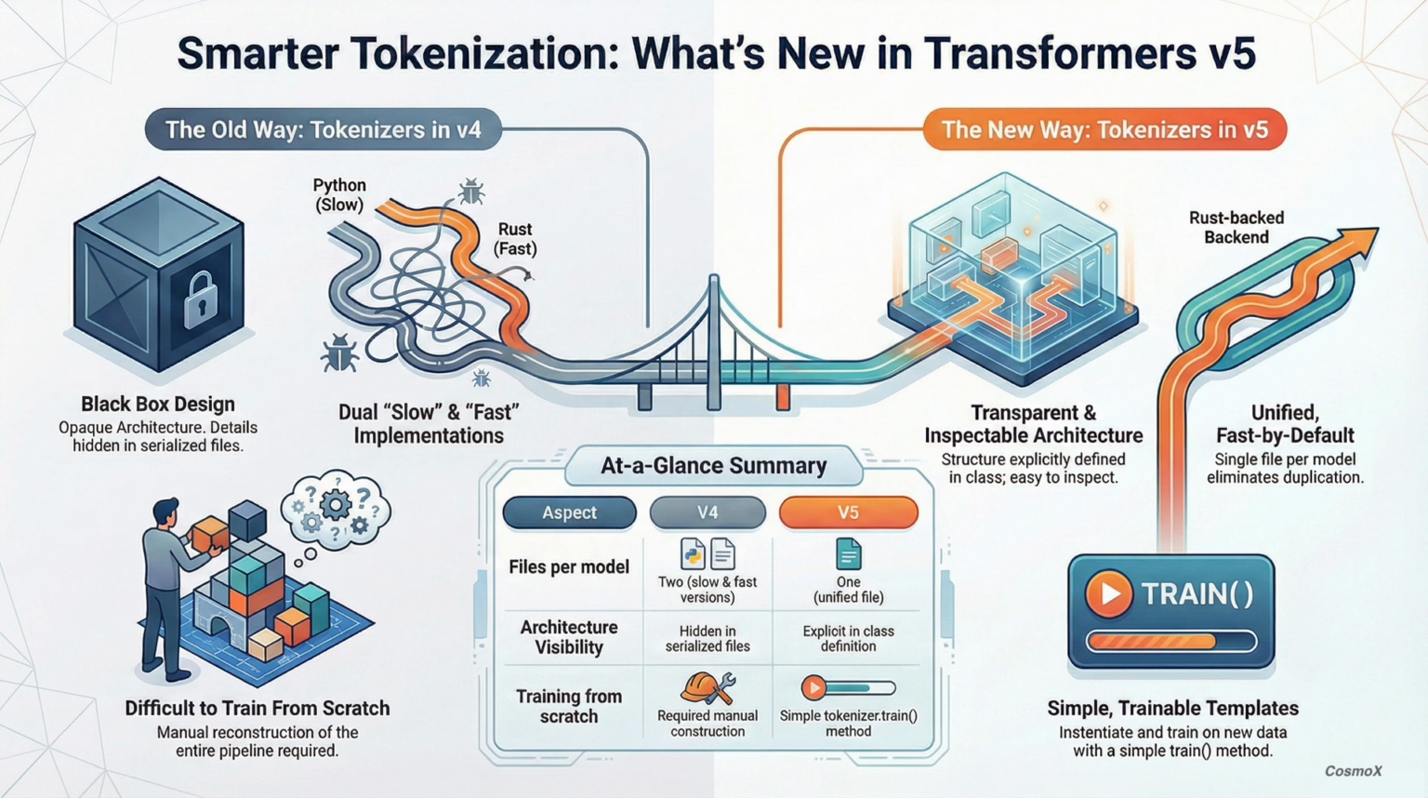And the second big win has to be simplification. That whole slow versus fast mess is gone too, right? Gone. It's consolidated into one single file per model. And the fast Rust backend is now just the default. It's so much cleaner for everyone.